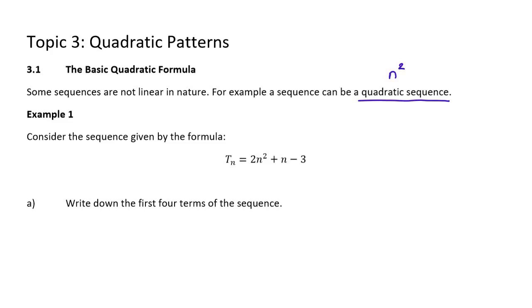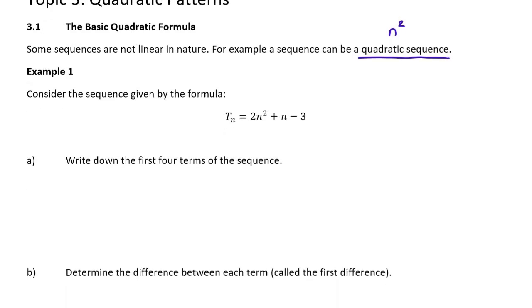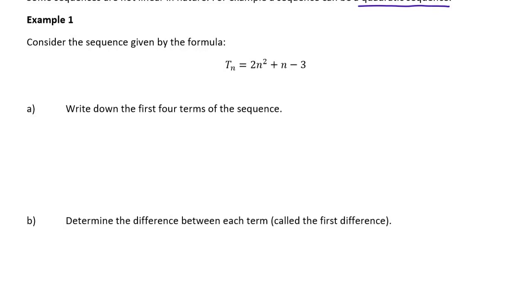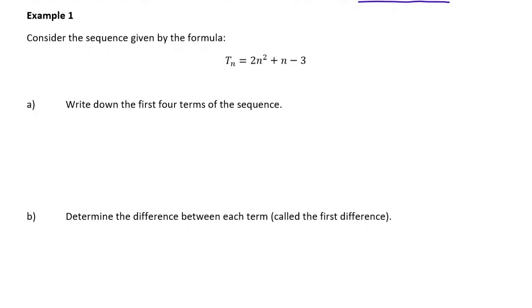So our first example is where I've given you a sequence formula, which is 2n squared plus n minus 3. So this is definitely quadratic in nature because it's got an n squared in its formula. So let's look at the questions. Question A, write down the first 4 terms of the sequence. Now, especially in this video, don't forget to pause whenever you need to be able to write down the questions so that you have comprehensive notes. So write down the first 4 terms of the sequence.